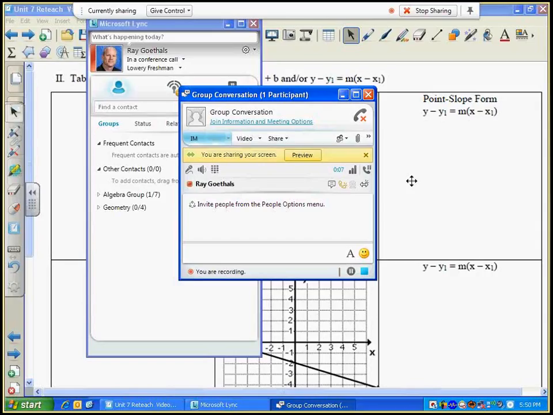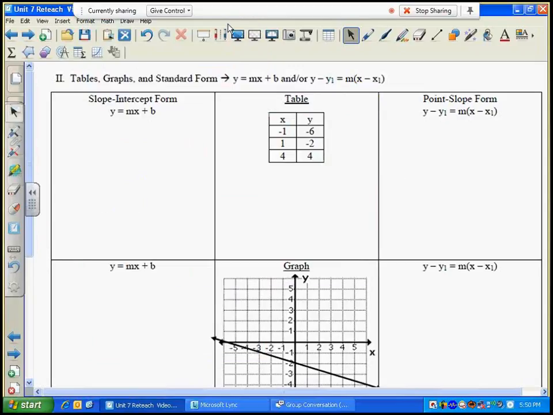Okay, Roman numeral 2 here. Let's talk about how we can get from tables, graphs, and standard form into slope-intercept form and point-slope form. Okay, so what you see here is you have the table, graph, and standard form in the middle here. And then I'm going to talk about how I could get each one of them into each one of the forms. Okay, so let's start with the table.